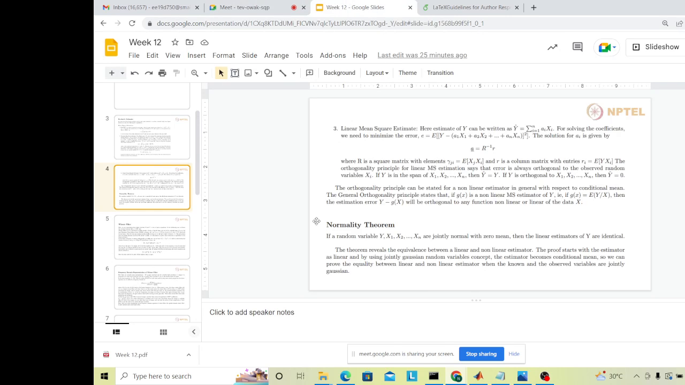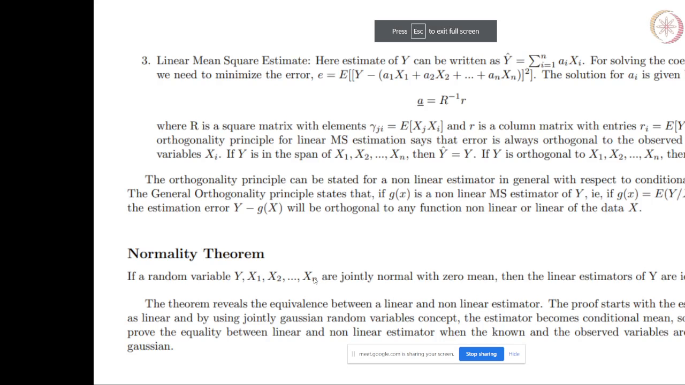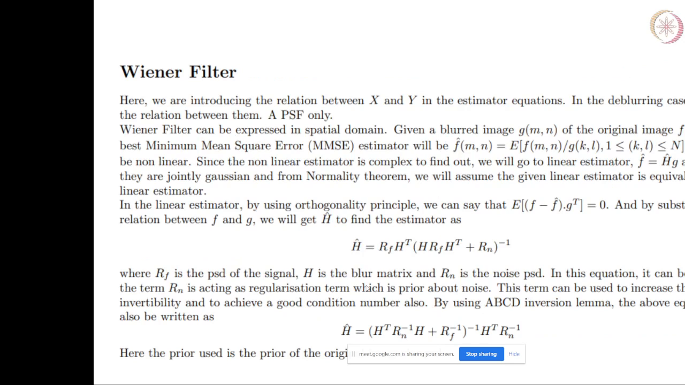The normality theorem states that if y and the x_i are jointly normal with 0 mean, then the linear estimators of y are identical. So this theorem tells the equality between linear and nonlinear estimators. A nonlinear estimator can be equated to a linear estimator if the random variables y and the x_i's are jointly normal with 0 mean. This theorem is helpful for other cases also.